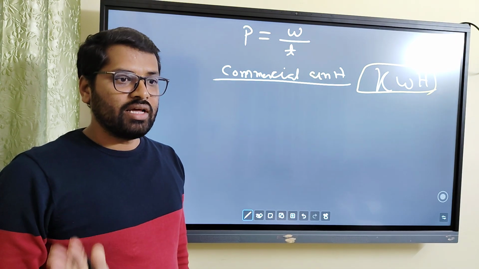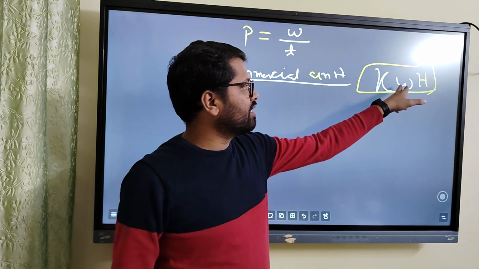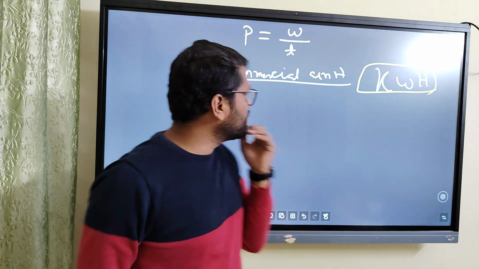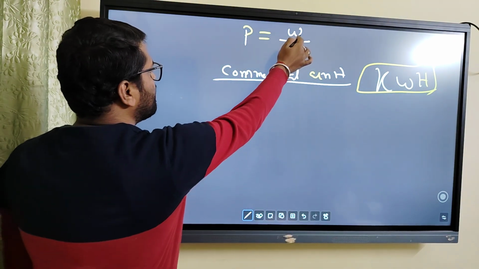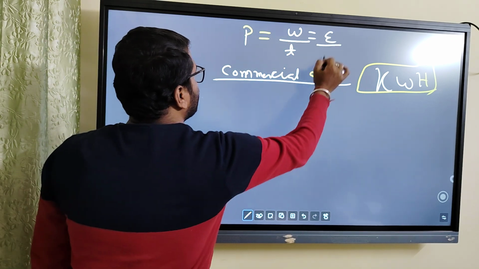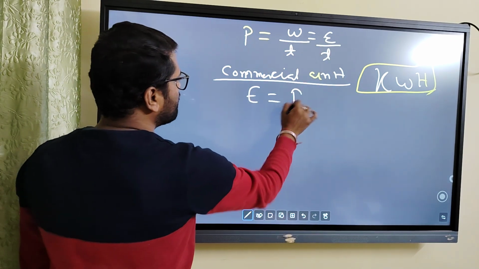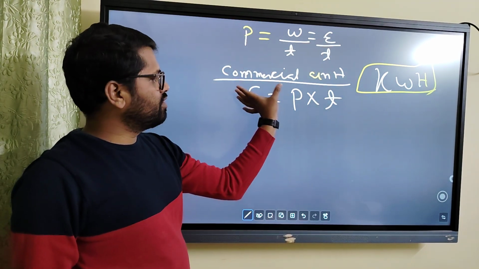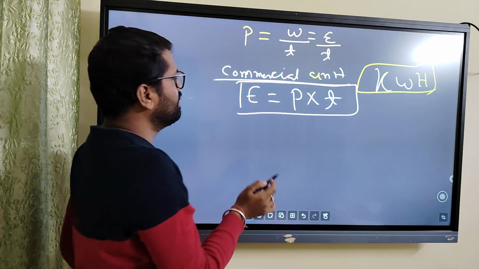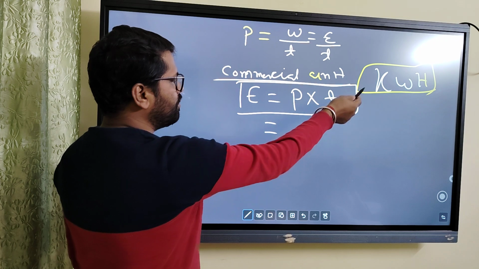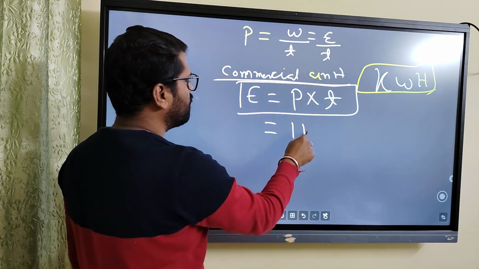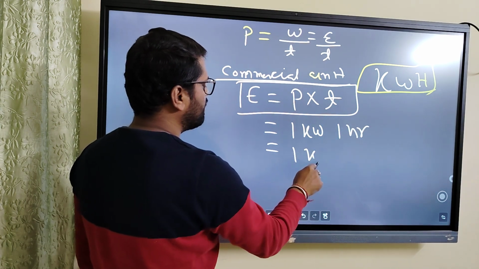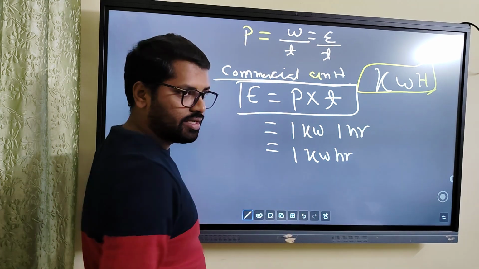Why do students get confused? Because they see watt, kilowatt hour. When they see watt, they get confused. But use a little brain and tell me, can we say that work or energy equals power into time? Energy equals power into time. This is important. Now, if you have power of 1 kilowatt for 1 hour, then you will have 1 kilowatt hour of energy.